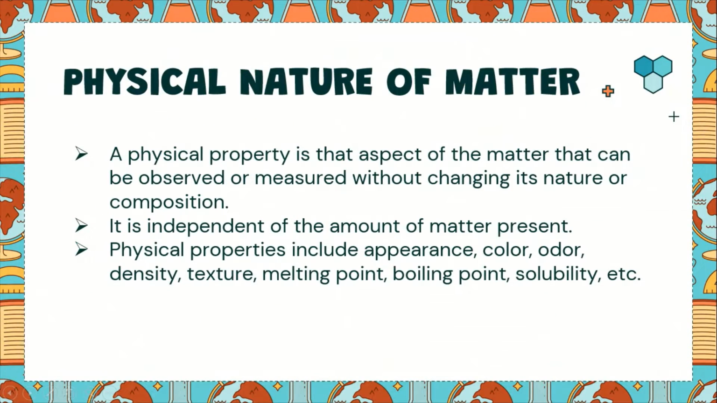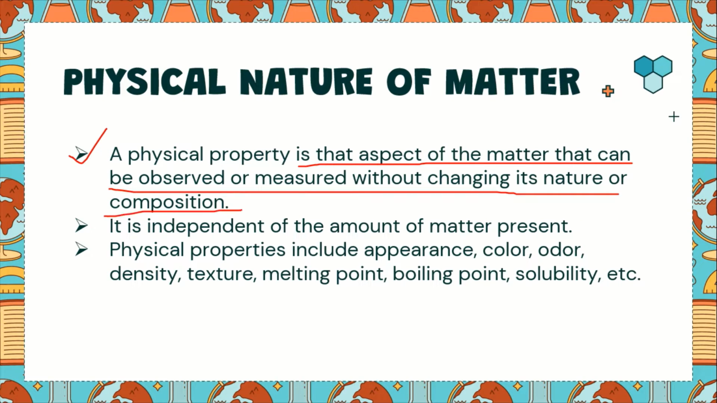Physical nature of matter. A physical property is that aspect of matter that can be observed or measured without changing its nature or composition. Second, it is independent of the amount of matter present. Third, the physical properties include the appearance, color, odor, density, texture, melting point, boiling point, solubility.